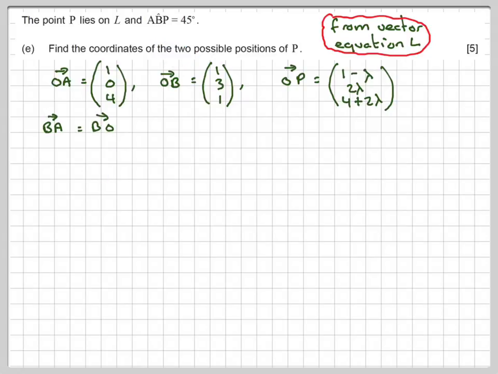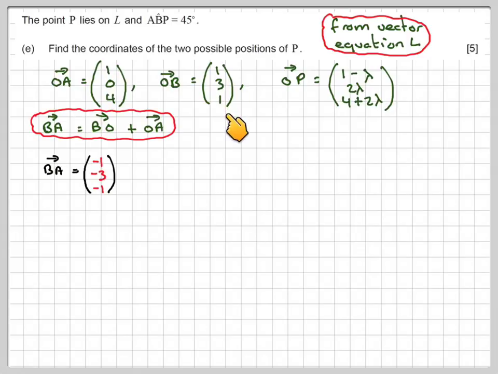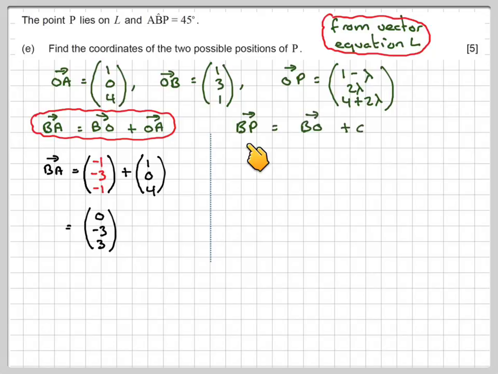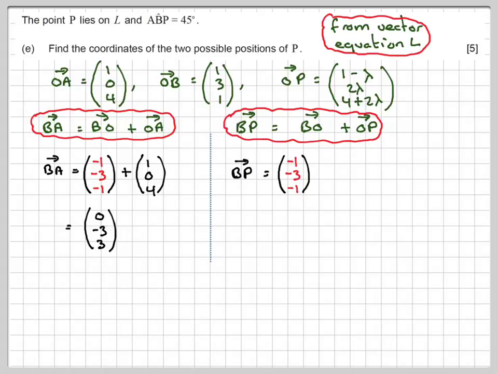BA will be BO plus OA. So that's minus this one, so change all the signs on this one, plus this one, that's going to give me 0, minus 3, 3. And similarly BP is going to be BO plus OP. So again, negative this one with this one.